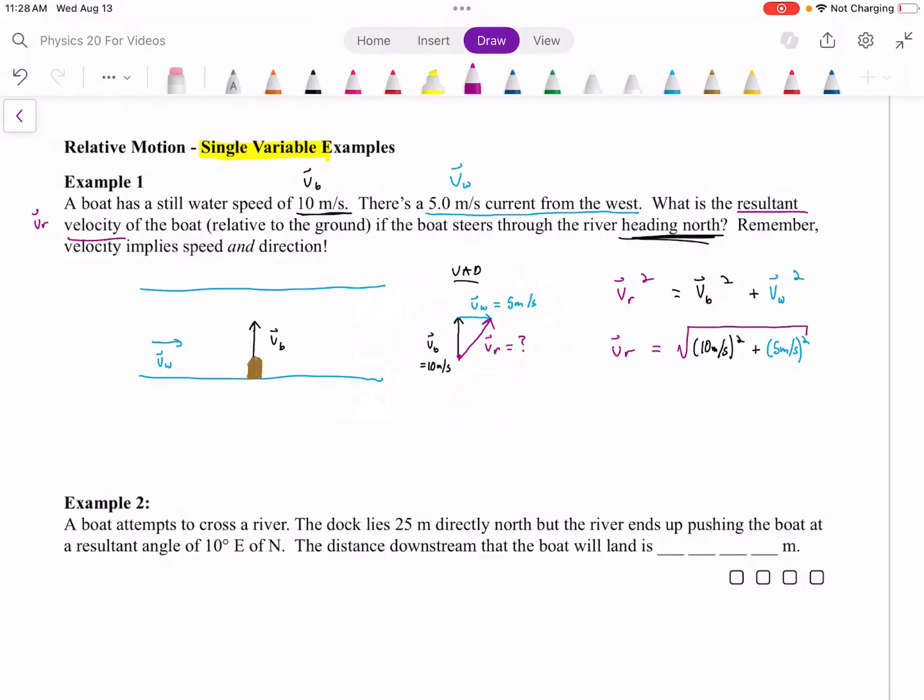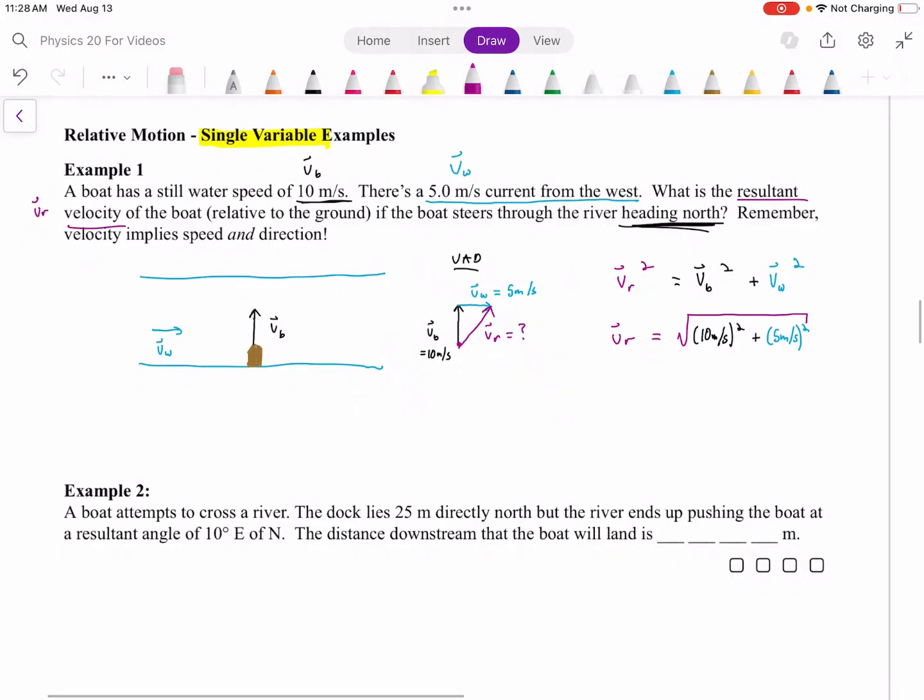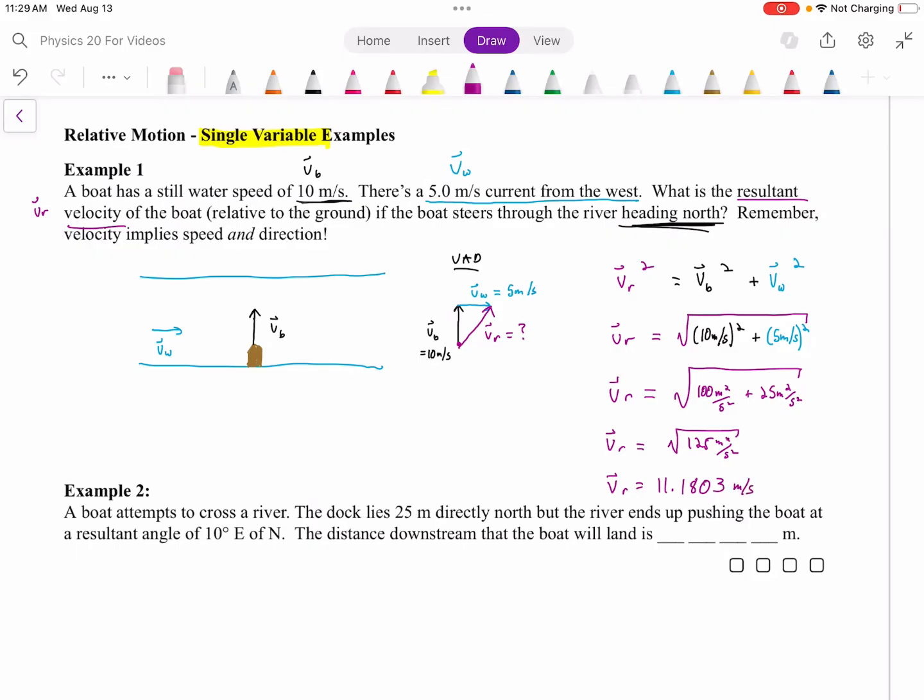So it'll be the square root of 10 meters per second squared plus 5 meters per second squared. So that means we're going to have the square root of 100 plus 25, or 125 meters squared per second squared. And taking the square root of that, I got 11.1803 meters per second. So that is how fast our boat is going to be moving overall. Makes sense that it's a little bit faster than 10 because now we're also adding on this horizontal component. Again, it's not 10 plus 5, because those are in different axes.